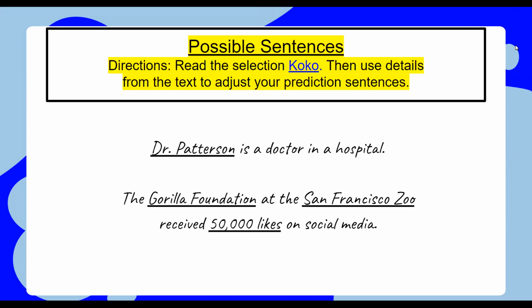Those are 2 examples of activating prior knowledge or helping them make a prediction based on what they think we might be reading. Now we are going to turn to an article. We are going to chat a link to this article. The article is called Coco, and it is coming from reading worksheets.